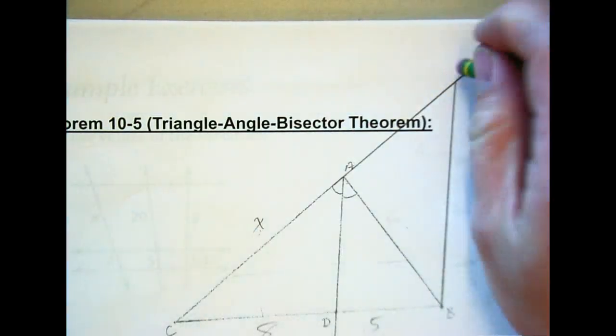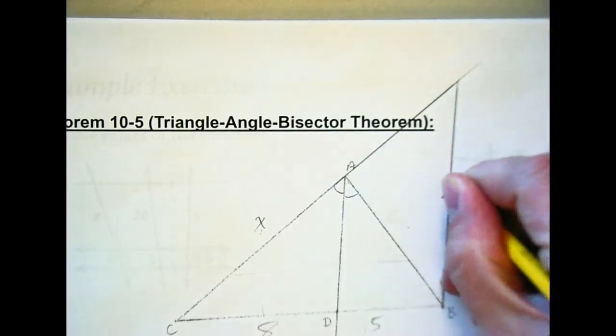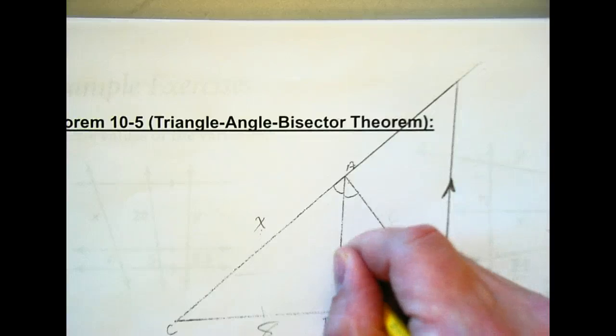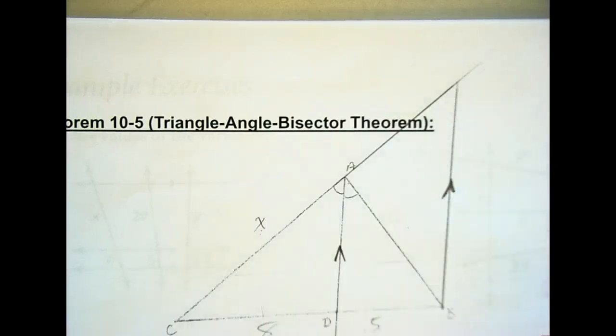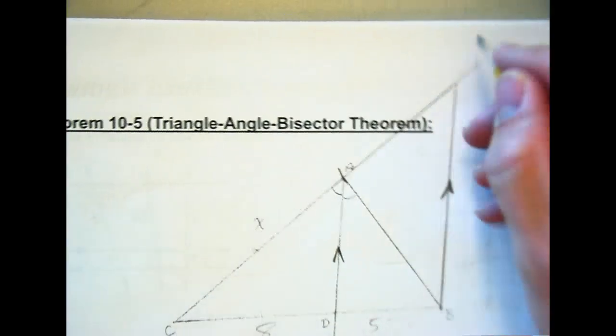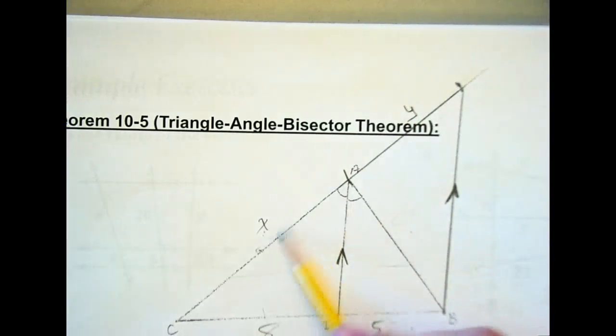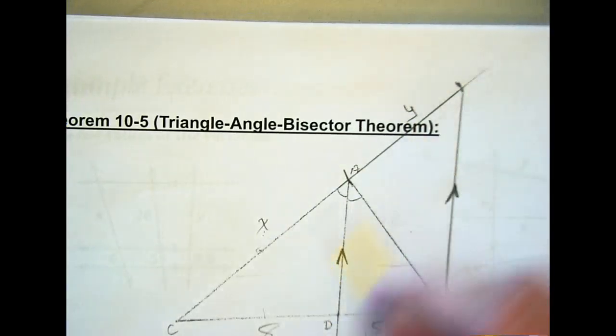Cool. All right. The line that I just drew in is parallel to that one. Now you see that? Cool. I can now do side splitter theorem. This is to this, as this is to this thing. Let's call this, just for a second, Y, just because we're calling it Y. So we've got x is to y as 8 is to 5.